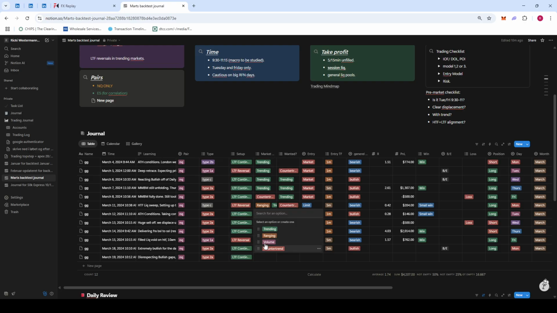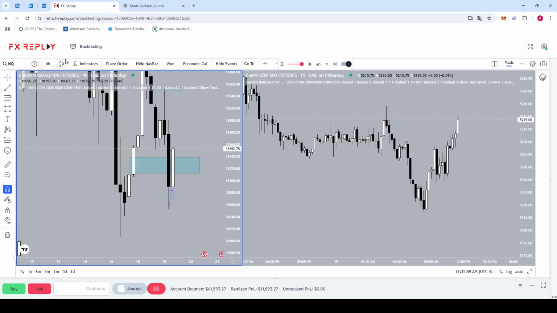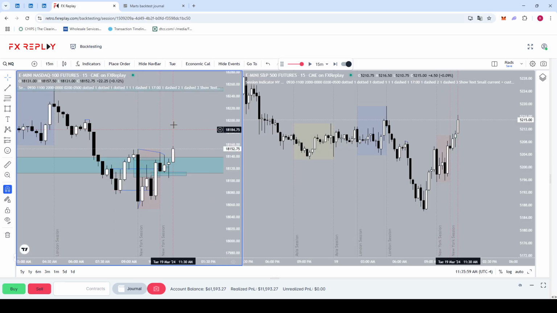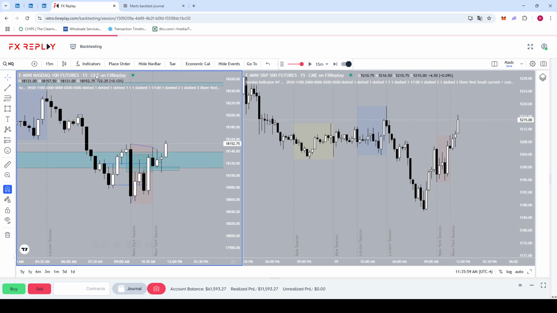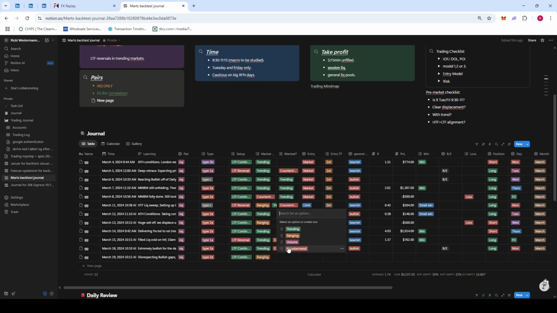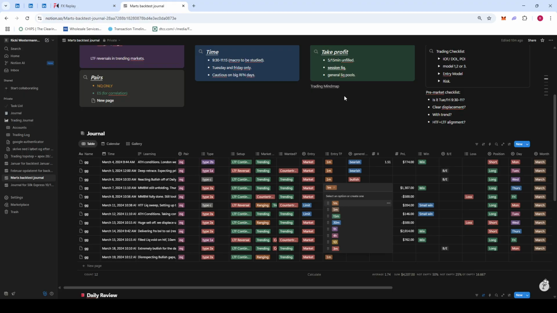The market was ranging, unfortunately. Couldn't really find out what was going on. It is what it is. Entry time frame, it was 1 minute.